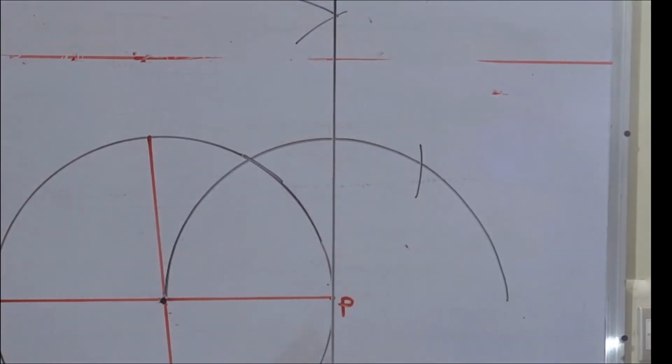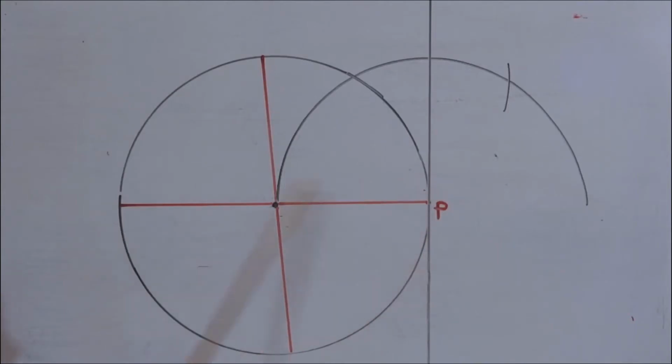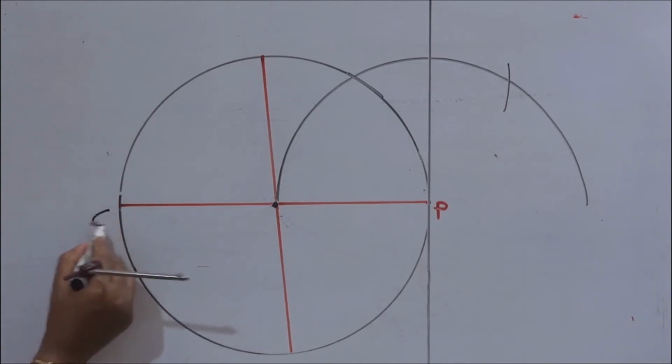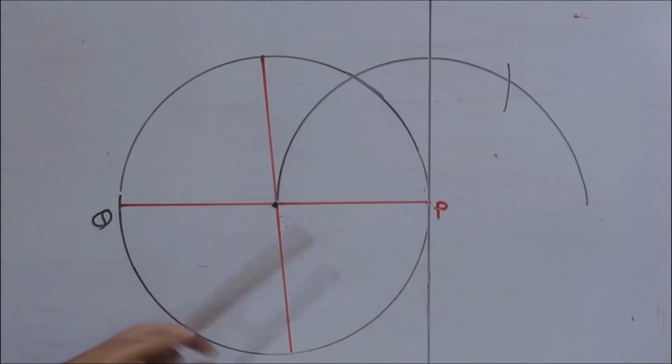Now this is the tangent at the end point of the diameter. Similarly, you can make a tangent at this point also. These 2 tangents will represent the tangents at the endpoints of the diameter.